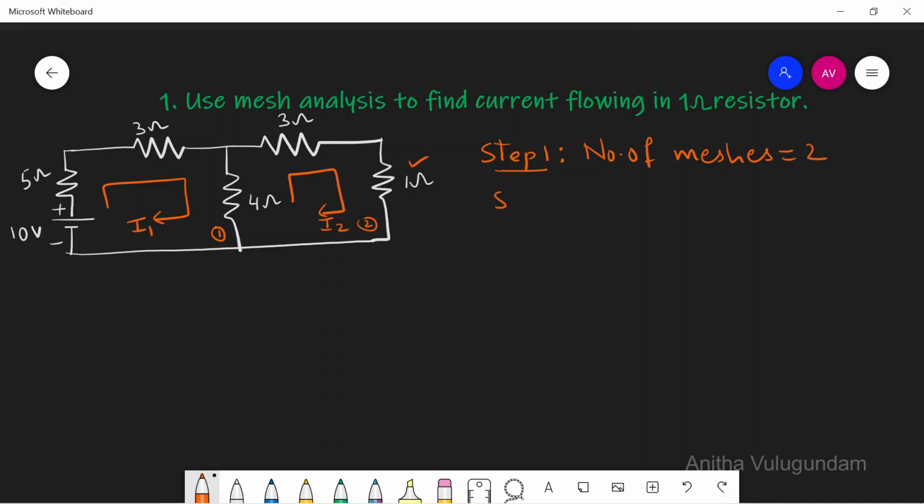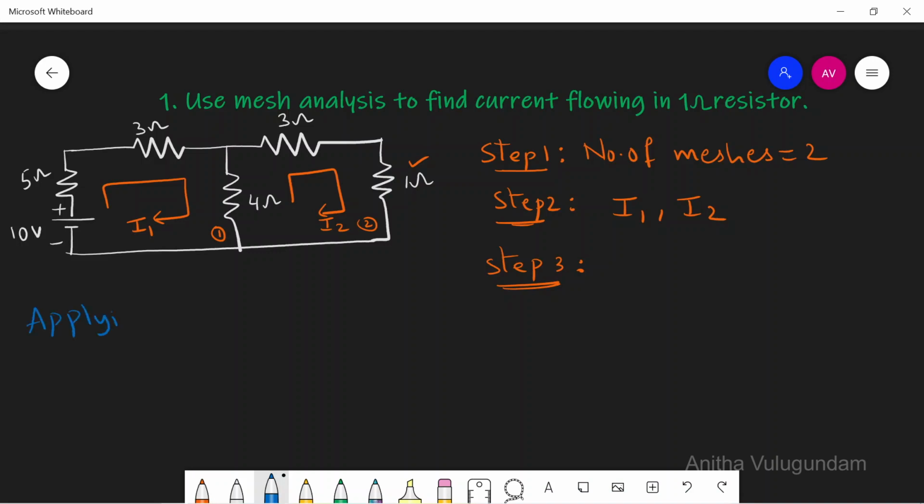2. Step 2. Assign mesh currents. I have assigned as 1 and 2. I have taken I1 and I2 in clockwise direction. If you want, you can take in anti-clock direction as well. Step 3. Develop KVL equation for each and every mesh.